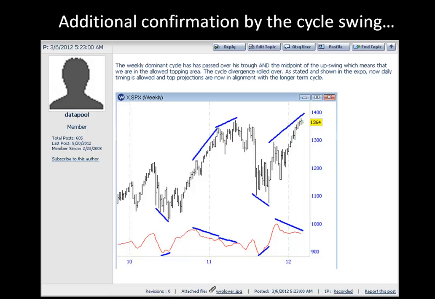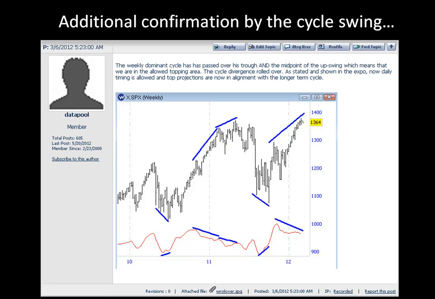So now we have it. We are in the topping area of the weekly dominant cycle. On the weekly chart, we have a divergence setting up. So now we would switch to the next lower time frame, which is the daily time frame, and time our trades to go short the market here. If you have this projection, you know what to look for on the market.